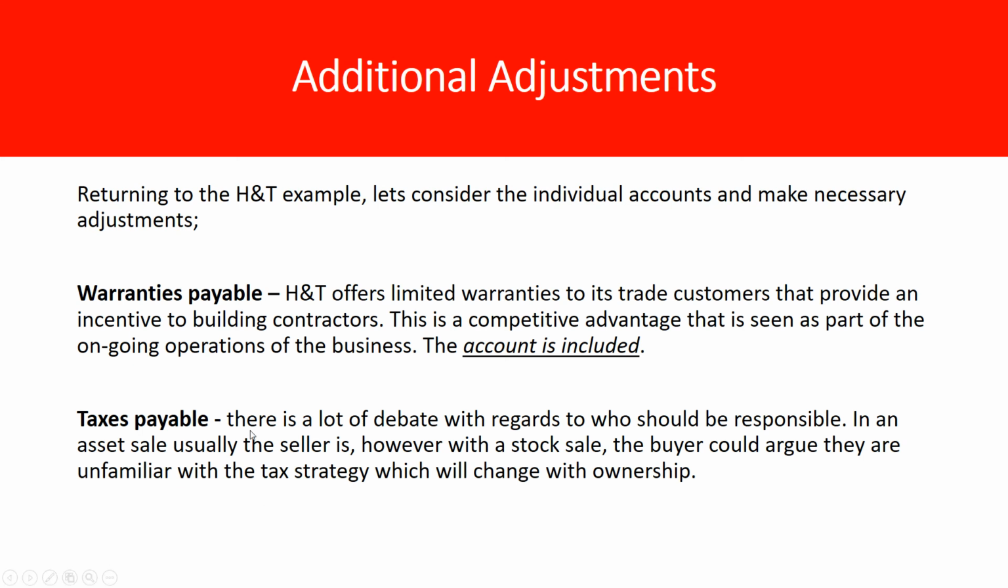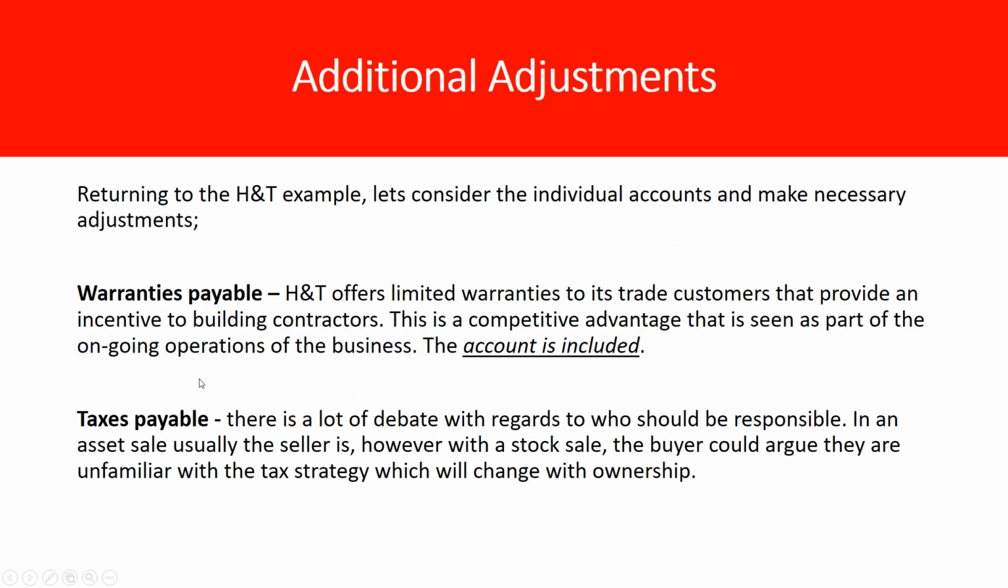Now, what about taxes? There's a lot of debate with regards to who should be responsible. In an asset sale, usually the seller is. However, with a stock sale, the buyer could argue that they are unfamiliar with the tax strategy, which will change with the ownership structure. Therefore, the seller should assume responsibility. But in certain cases, the seller, if they negotiate properly, can actually push that liability on to the buyer themselves. But I feel it's more common for the seller to assume this liability. So in that case, we include warranties payable, but we exclude taxes payable.